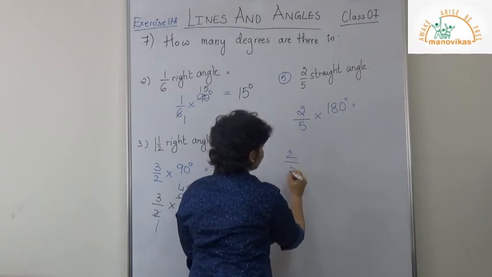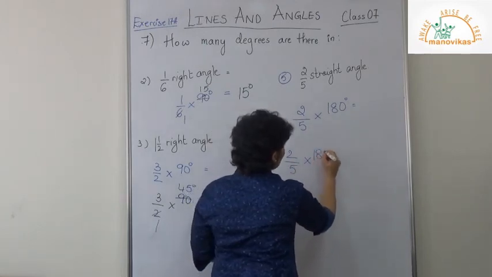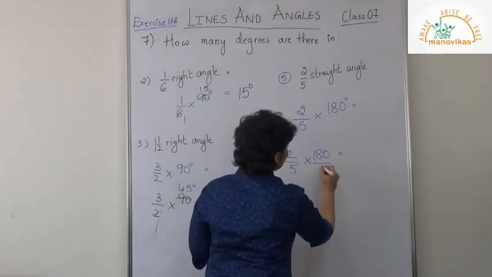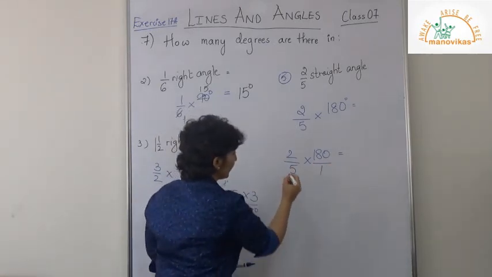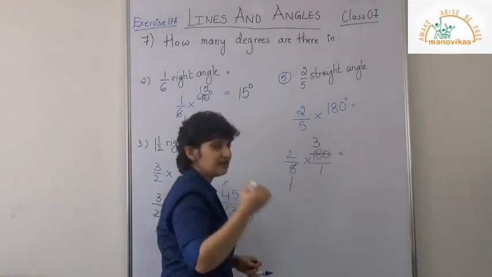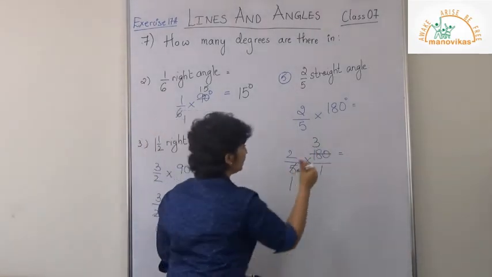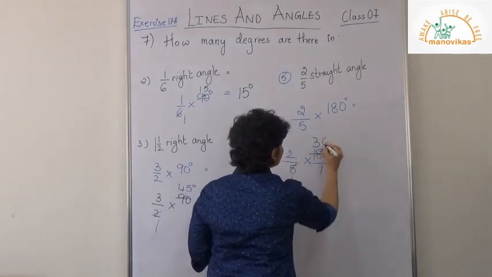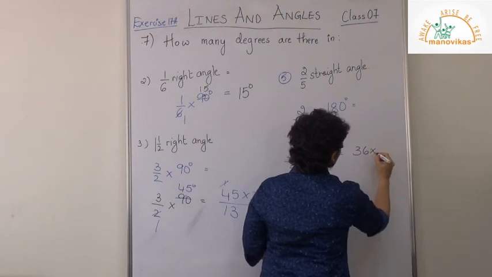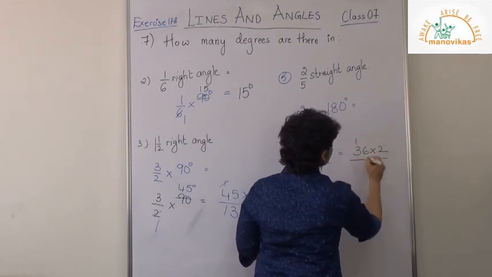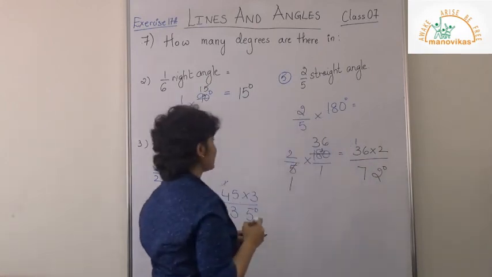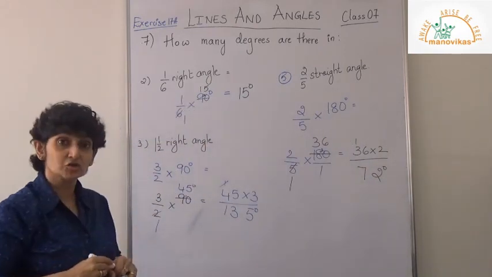So when I solve this, 2/5 into 180, it also means 180 upon 1 if you wish to write. 5 ones are 5, 5 3s are 15, 16, 17, 18, 3. So I get this as 5 6s are 30. So when I multiply, 36 into 2, 2 6s are 12, 2 3s are 6, 72 degrees. Correct? So have you understood, children?